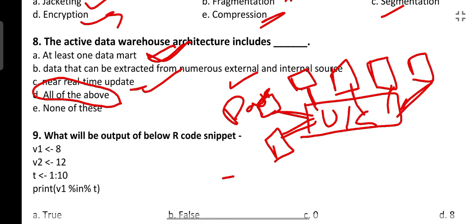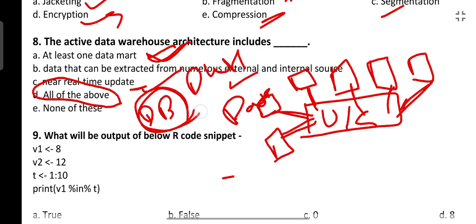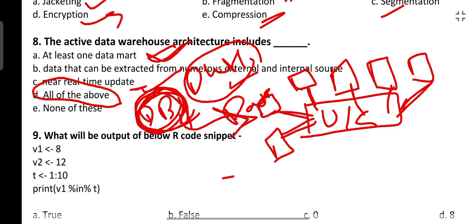Near real-time update means what? There are two things. One is the DBMS or database, the other is the data warehouse. The real-time update happens in the database. All the transactions happen in the database, and what the data warehouse does is, at the end of the day, whatever updates have happened come to the data warehouse, and the data warehouse gets updated. So it is not a real-time update, rather it is a near real-time update.